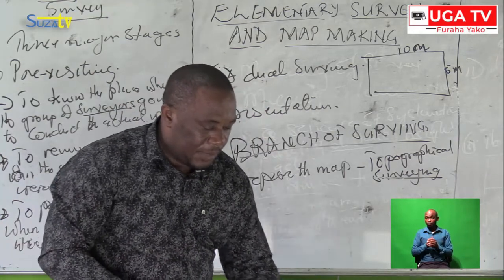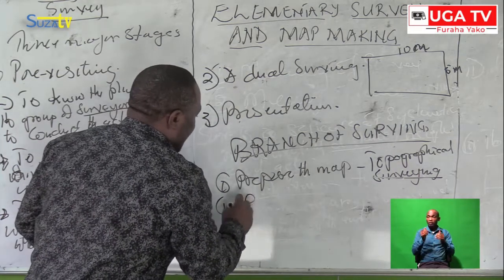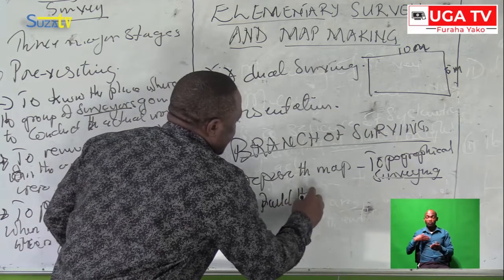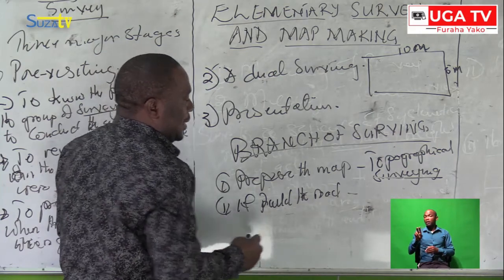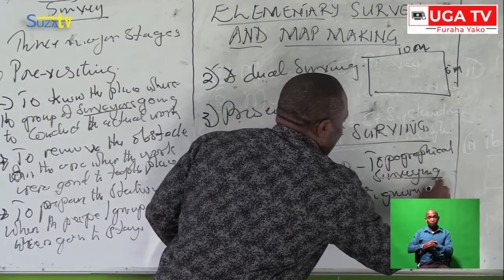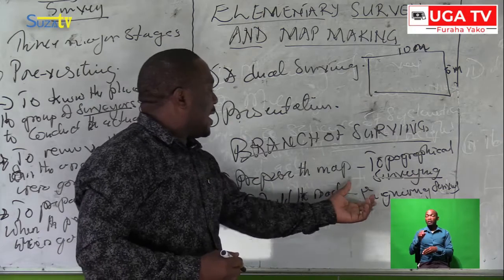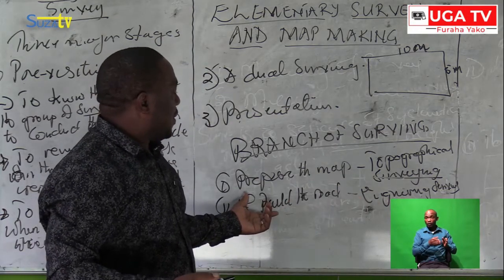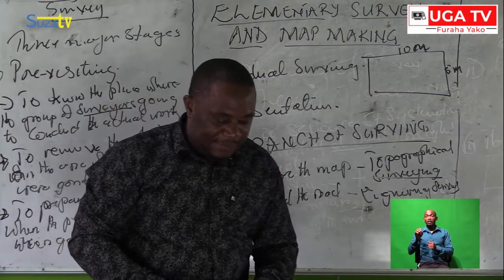Also, if we need to build roads, the survey used is engineering surveying. Engineering surveying is used in building roads to measure the distance, the width of the roads, and the materials needed there, so that is what engineering survey deals with.